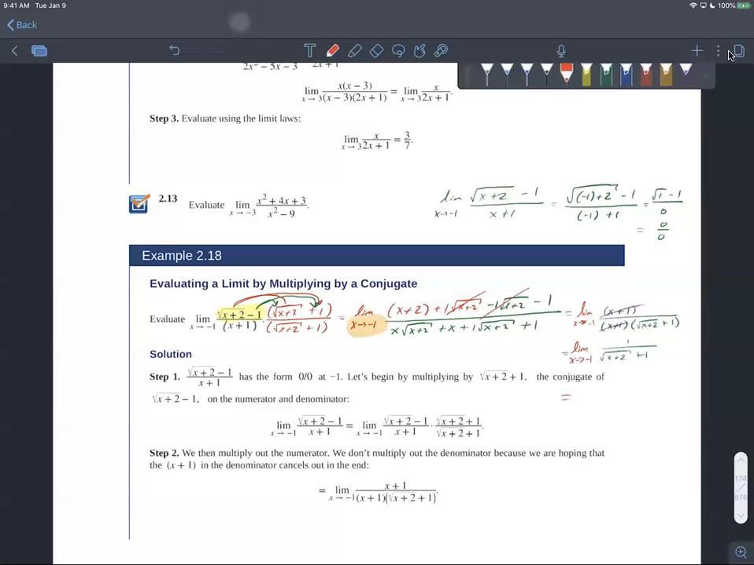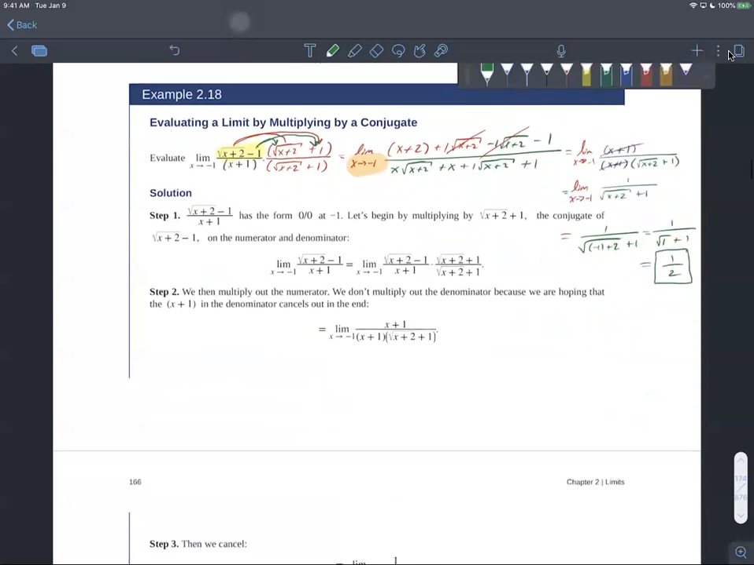So now let's do direct substitution. 1 over the square root of -1 plus 2 plus 1 equals 1 over the square root of 1 plus 1 equals 1 over 2. Our limit is 1/2.